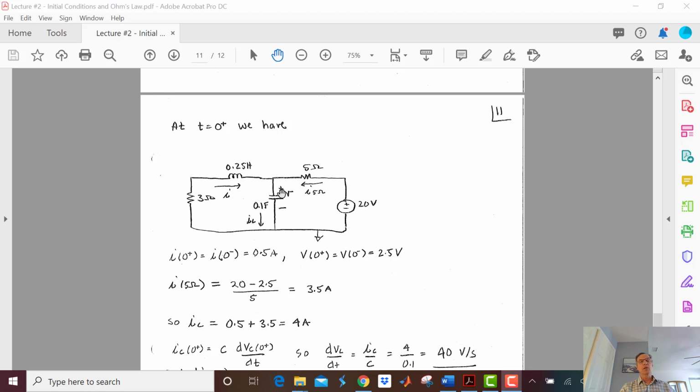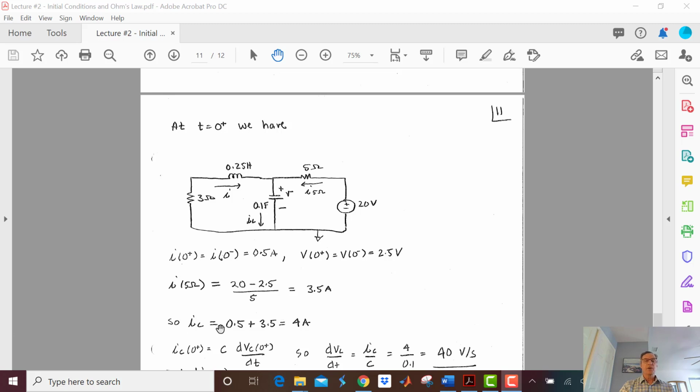So I'm looking at this instant of t equals 0 plus. And what I can say is the current in the 5 ohm resistor here is going to be 20 minus 2.5, because that's what the capacitor voltage is, divided by 5 ohms, is 3.5 amps.